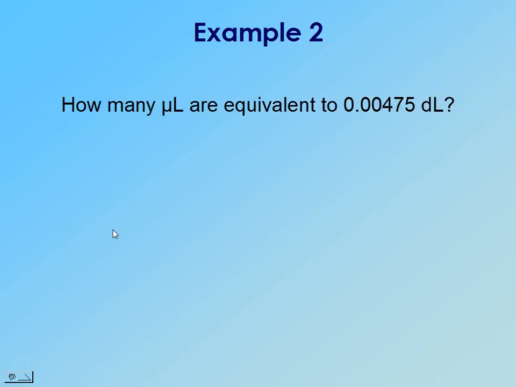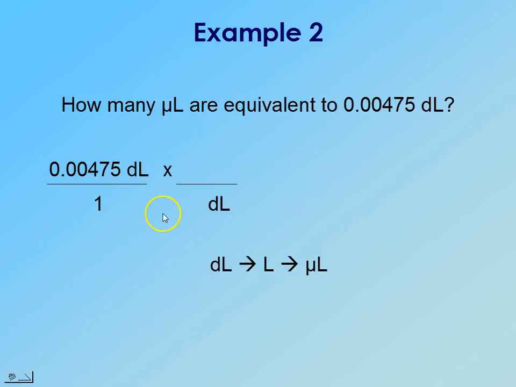In our second example, we want to know what the microliter equivalent would be to 0.00475 deciliters. This is one where we have 2 prefixes, the deci and the micro, so we would need at least 2 conversions to do this. So we start with what we're given, the 0.00475 deciliters, and we're going to use the liters, the unit without a prefix, as a placeholder. So deci would go on the bottom and liters would go up top.